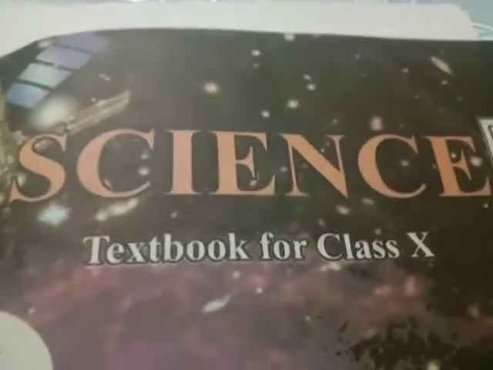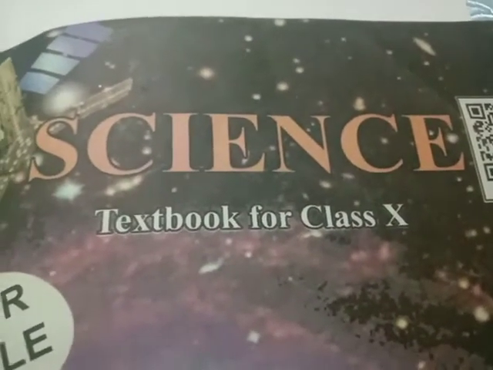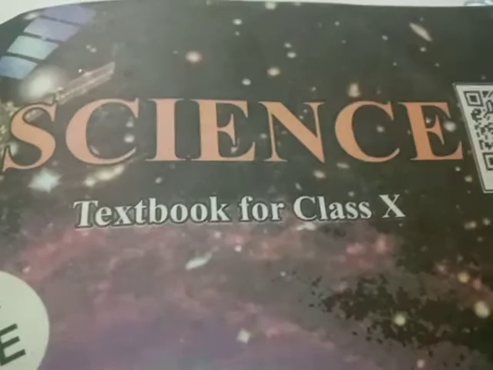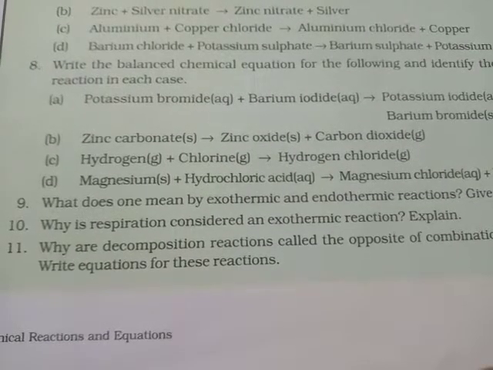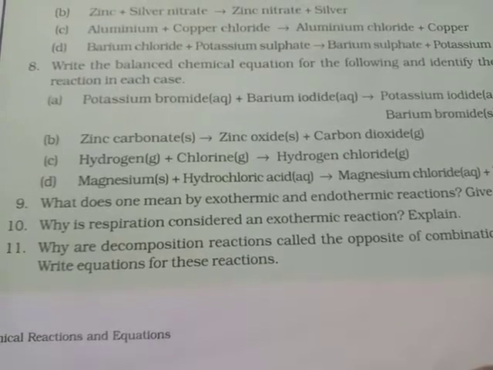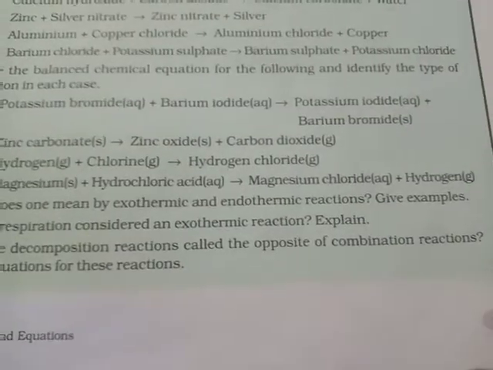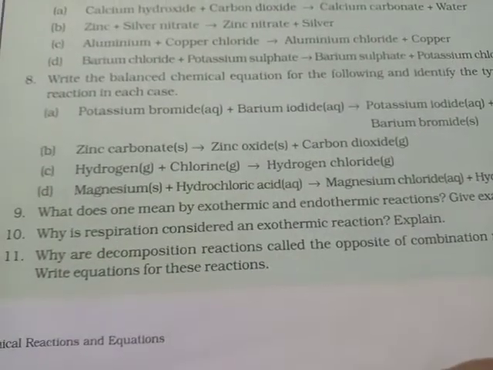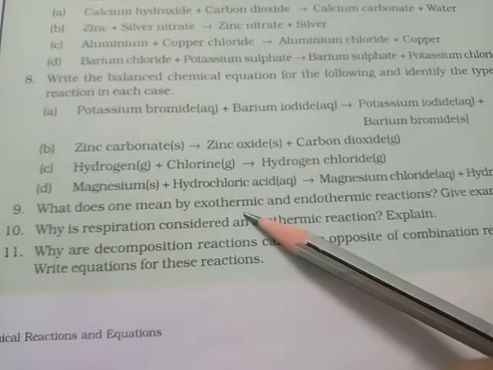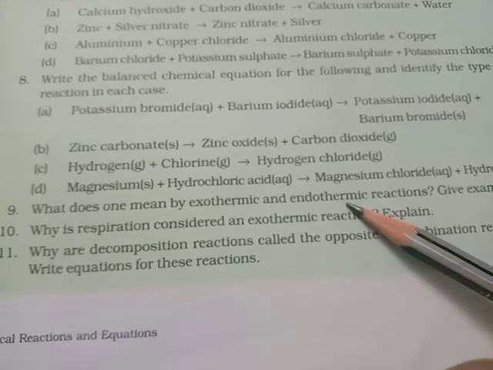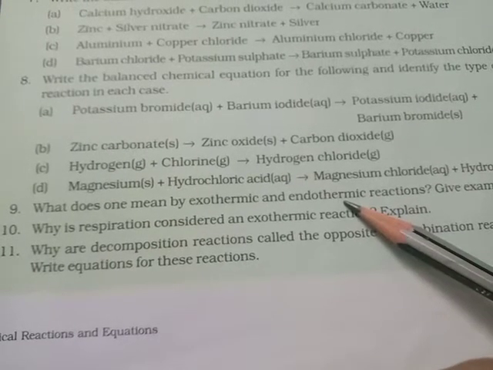Dear students, in this video we will be discussing from question number 9 of chapter 1. Question number 9 is: what does one mean by exothermic and endothermic reactions? Give examples. So we know that exothermic reactions are those in which heat is released, while endothermic reactions are those chemical reactions in which heat is absorbed.